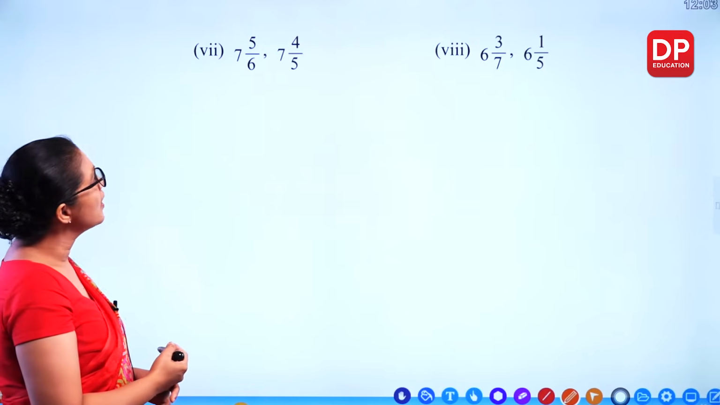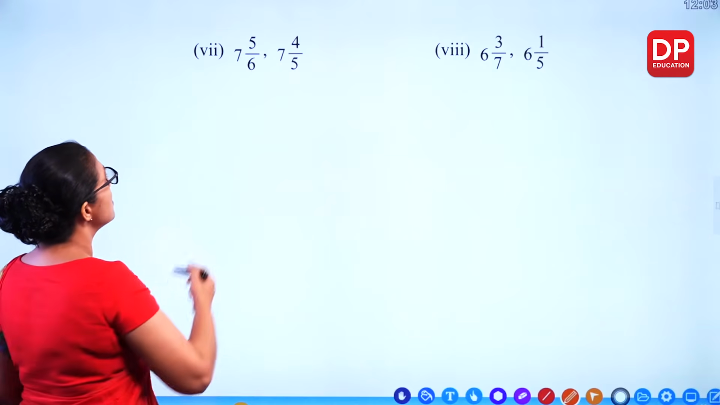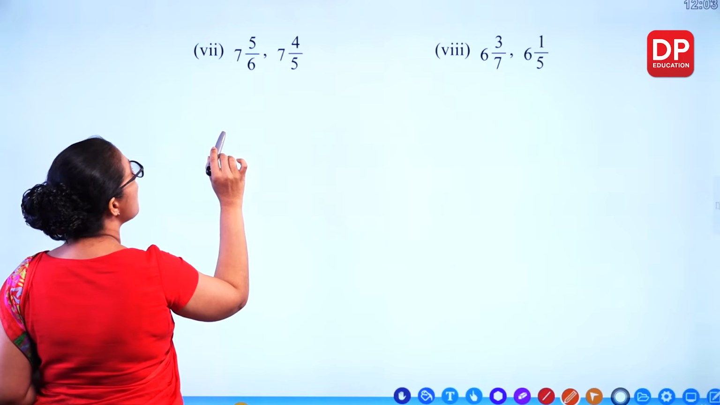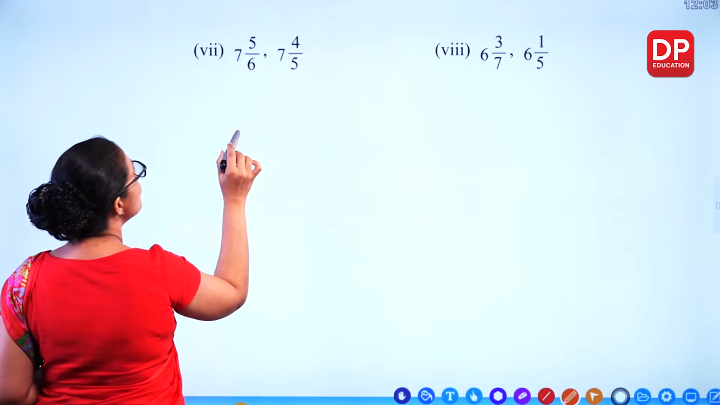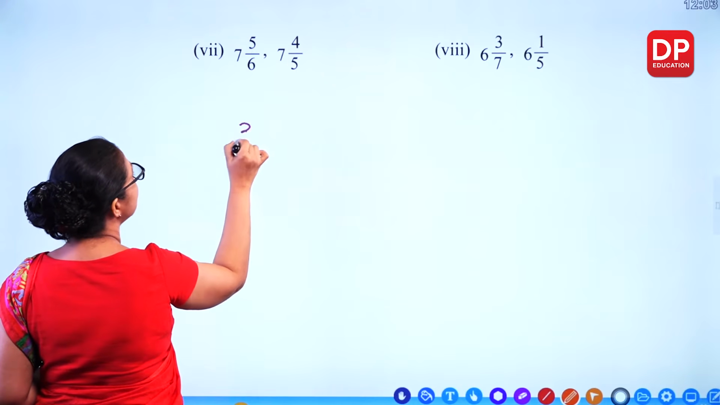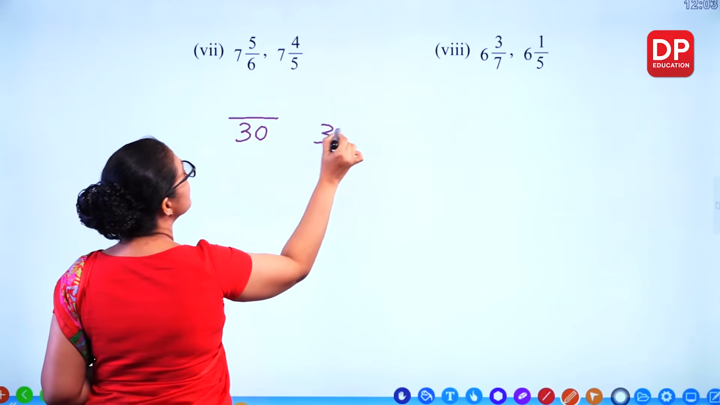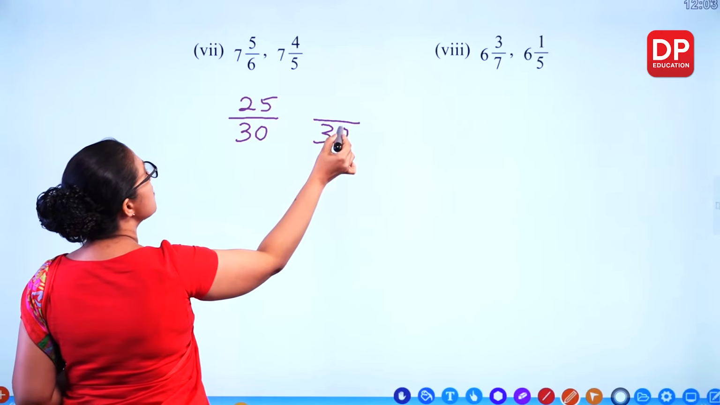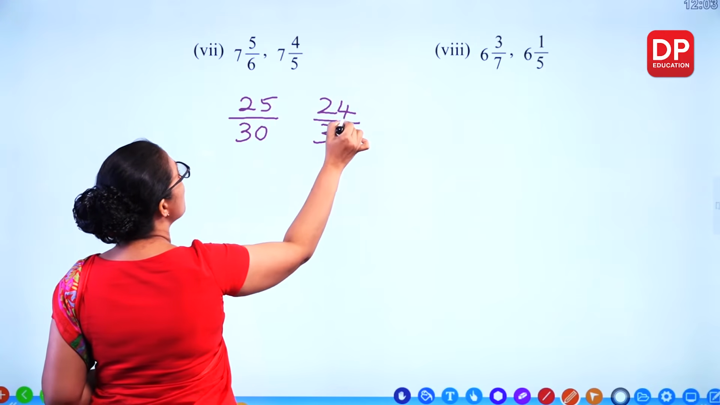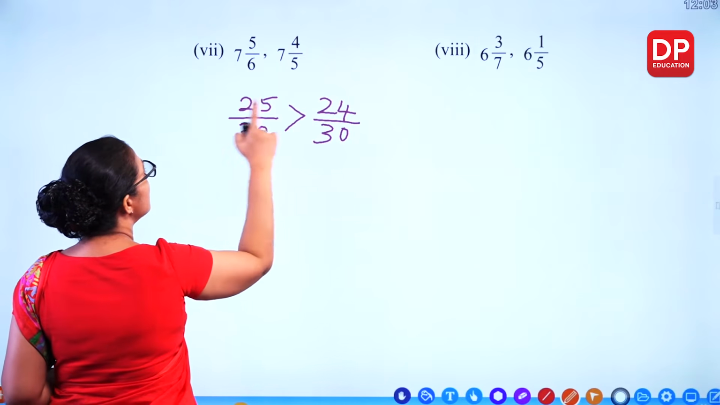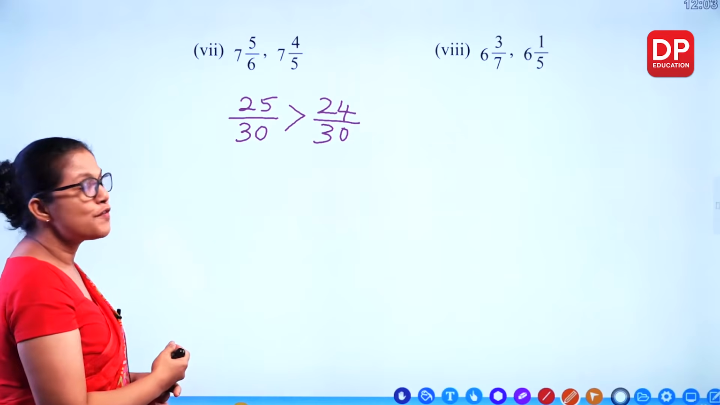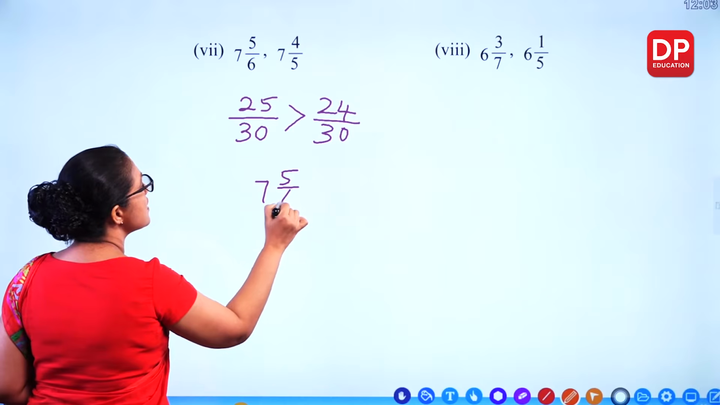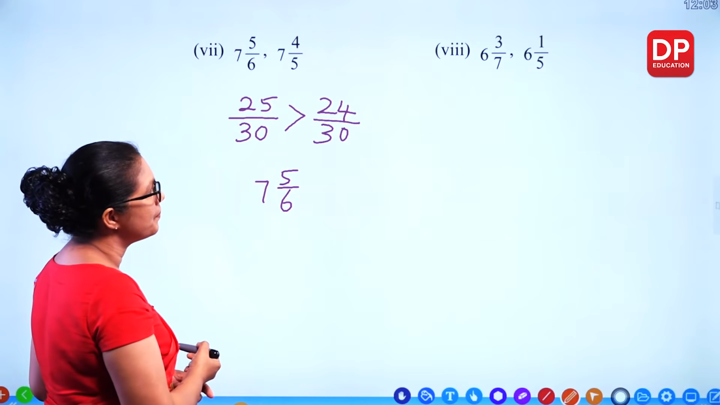These two, again we have to convert. So 7 is the whole number. So we'll take 5 over 6 and 4 over 5. So we can convert to 30. Multiply by 5, you get 25. Multiply by 6, 24. Which one is bigger? 25 is bigger than 24. So that means 7 and 5 over 6 is the larger one.